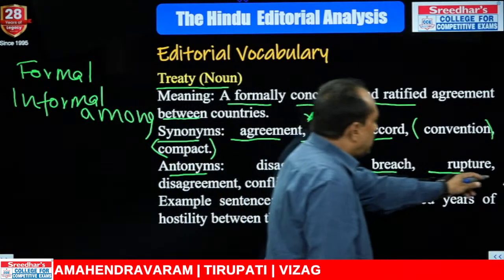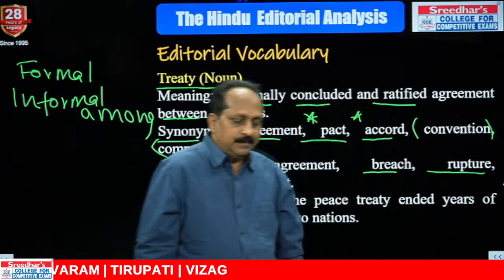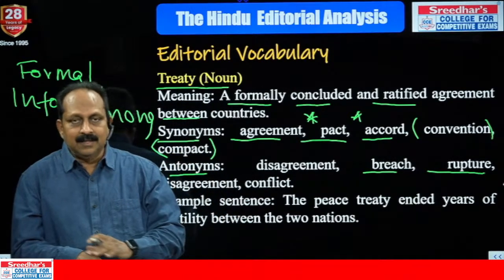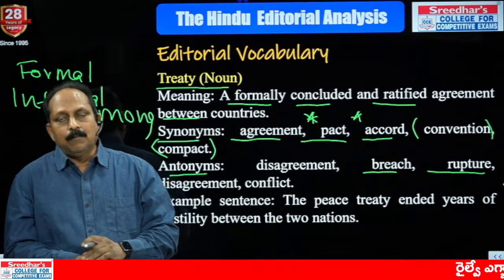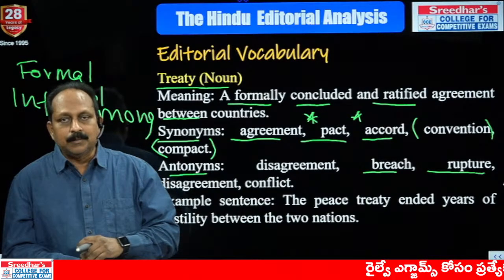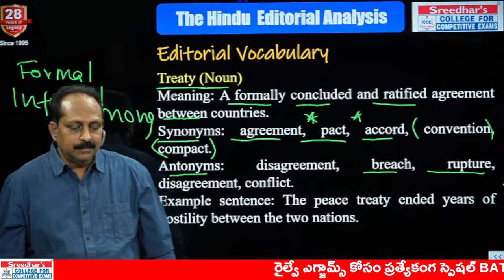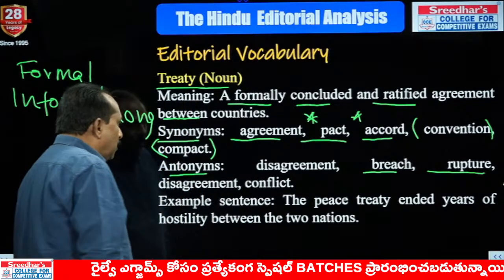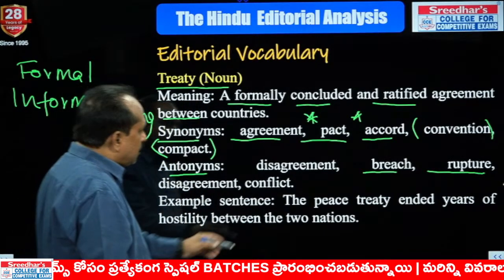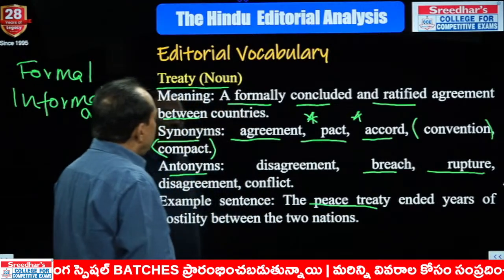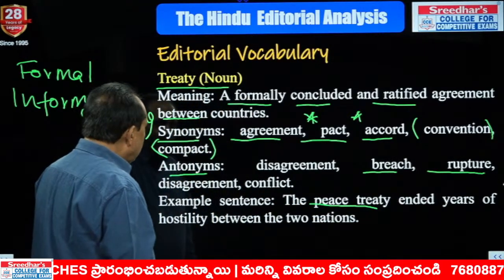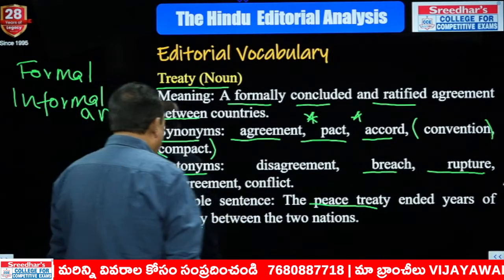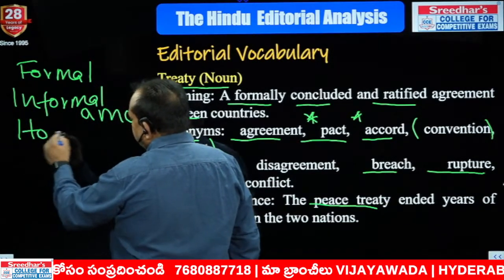And rupture goes with everyday English. Imagine I got hurt and it started healing. But all of a sudden, someone touches it, and then there's a rupture. That's a different meaning altogether. Disagreement, conflict. Look at the example. The peace treaty. Treaty is a noun. Peace treaty ended years of hostility between the two nations. Two nations, between, right. Hostility.